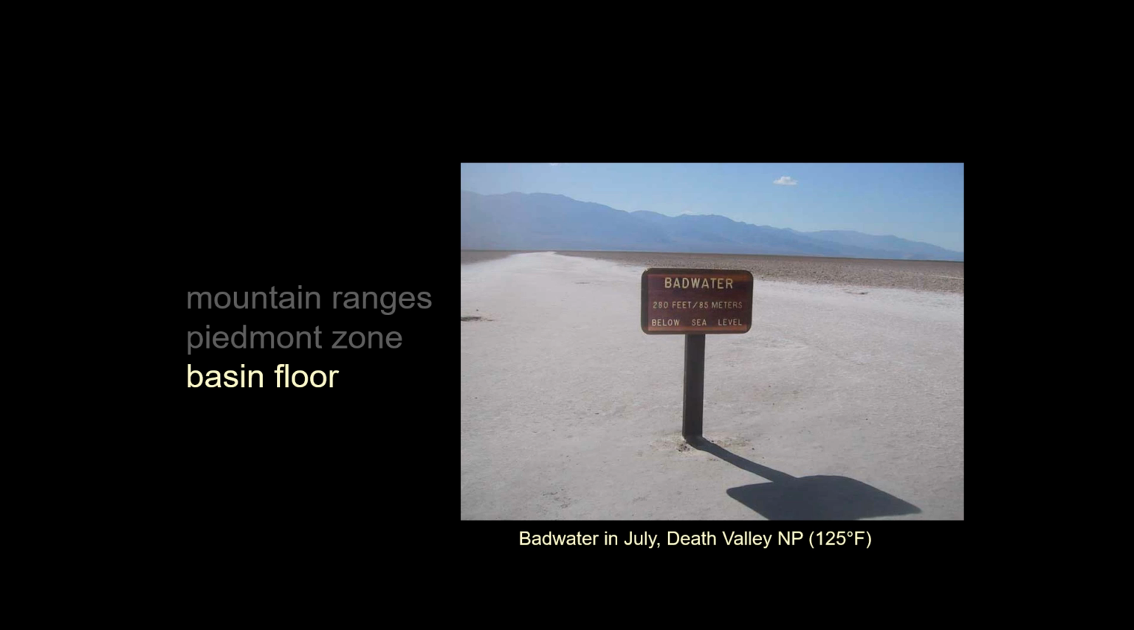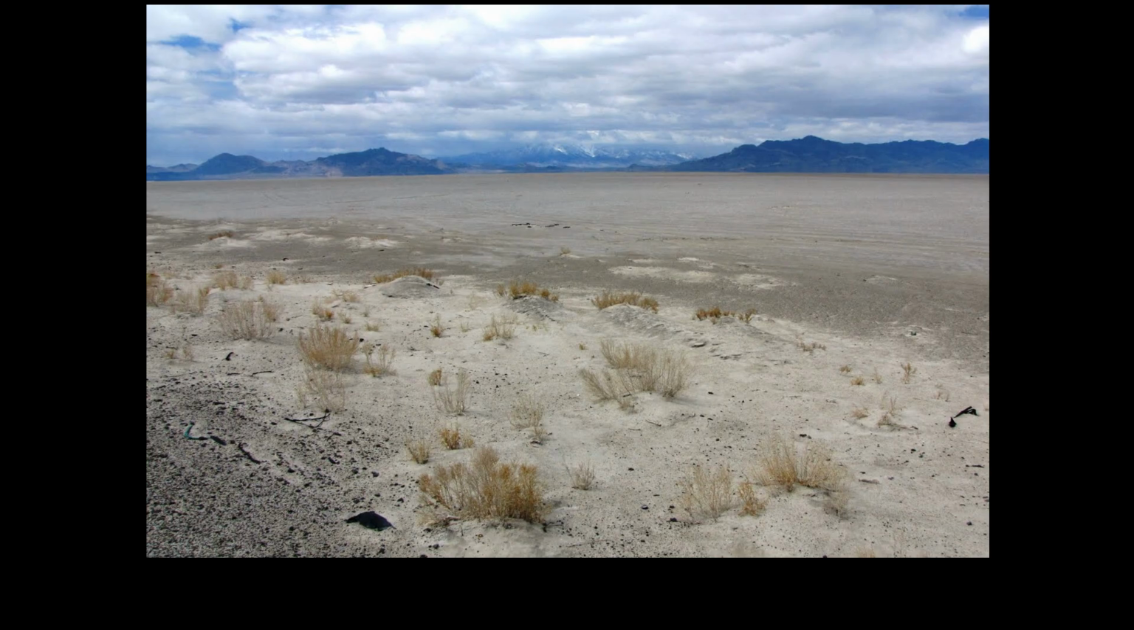Characteristic of the basin floor is bad water. One part of Death Valley National Park, the lowest place in North America, 280 feet below sea level. A photo from July in Death Valley. The temperature at the time the photo was taken, about 125 degrees Fahrenheit. And again, just a view of the flat basin floor, just so you can get a feel for how it looks.